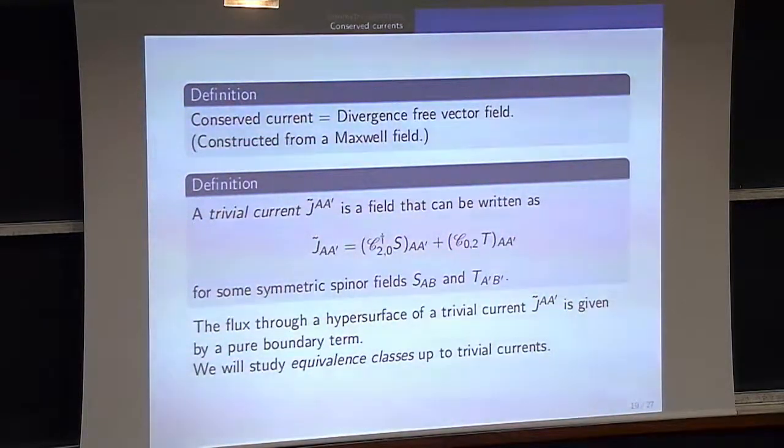If we look at this as fluxes through hypersurfaces, then if we have a trivial current, we'll only get a contribution from the boundary of this hypersurface. Therefore they are of less importance in some sense, and we'll only study equivalence classes of currents up to trivial currents.